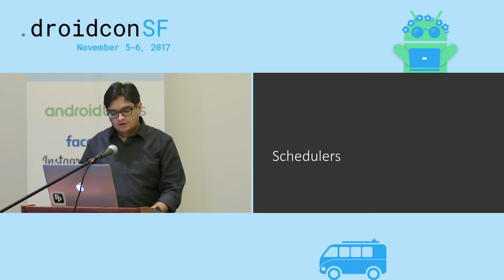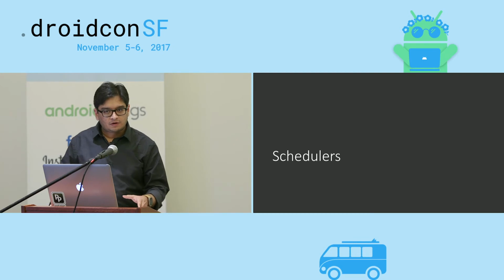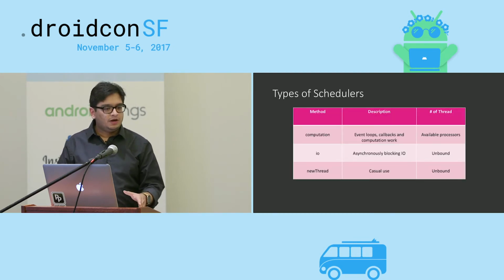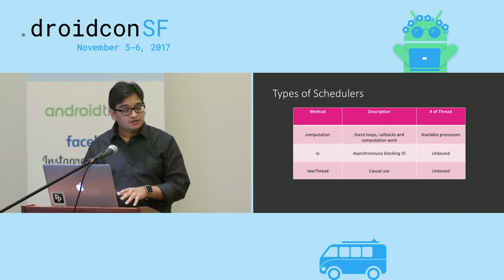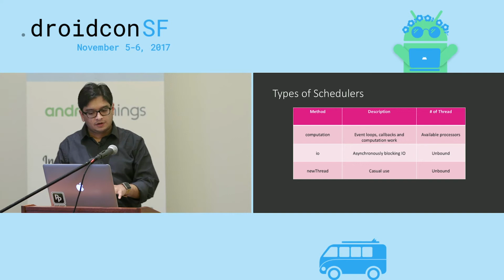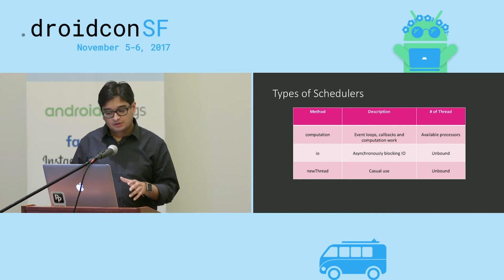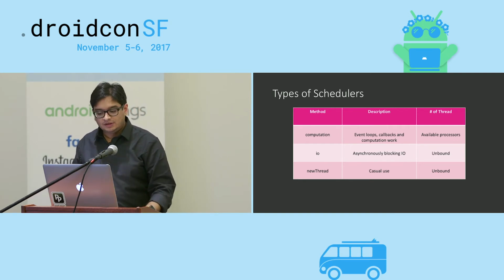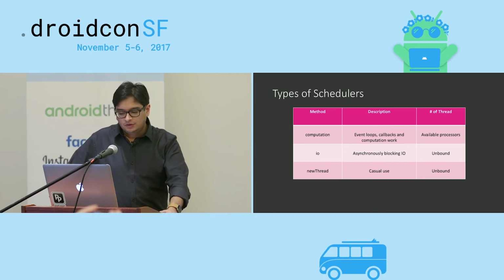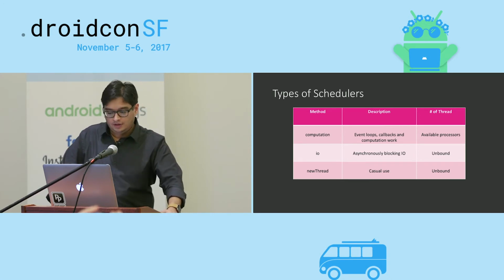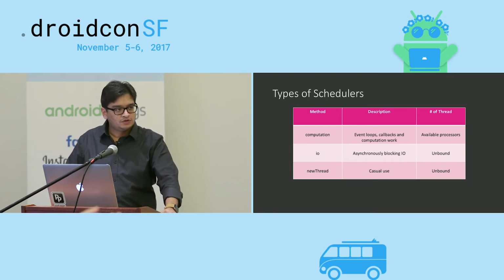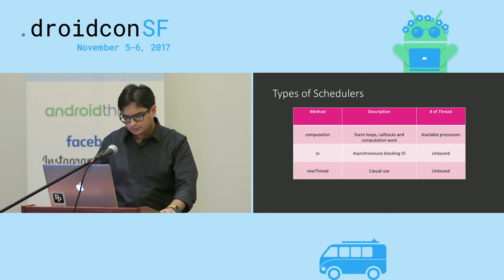The next one is schedulers, right? Like I've mentioned a couple of times, how concurrency is so easy using RxJava. RxJava provides multiple schedulers. I've listed a few of them here. The key thing to note here is that computation is something which is thread bound, limited to the number of available processors on your device. But apart from that, IO and new thread schedulers are all unbounded. So you should keep in mind when you use these kinds of operators, you do not want to misuse them.